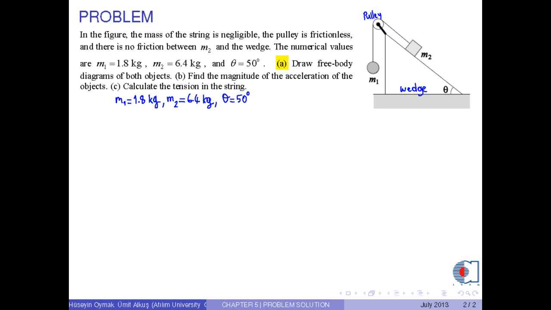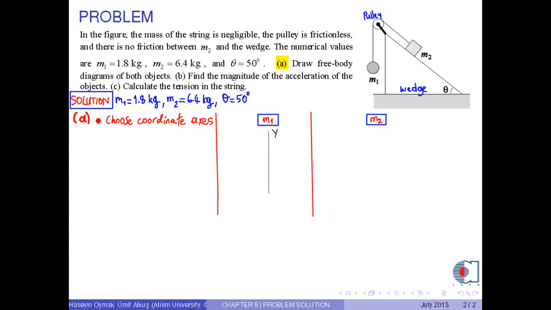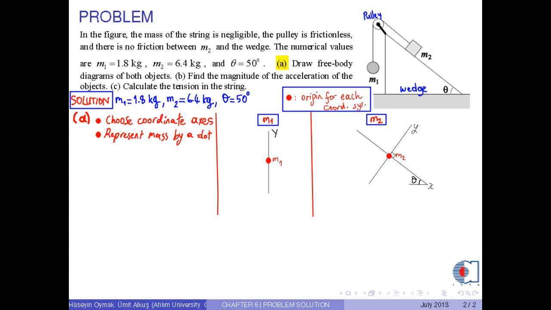A. Draw free body diagrams of both objects. To draw the free body diagram, first we choose the coordinate axis. For mass M1 we have, and for mass M2 the natural coordinate axis is. Next, we represent mass by a dot. As you notice, each mass sits at the origin of its own coordinate system.